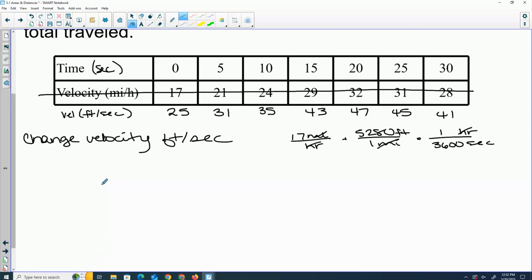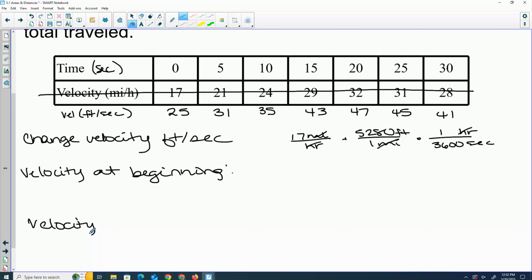Awesome. Now we can estimate it two different ways. We can use the velocity at the beginning of the time period or the velocity at the end. What do I mean by that? The first time we went from 0 seconds to 5 seconds, I can either assume I went 25 feet per second that entire time, or I could assume I went 31 the entire time, right?